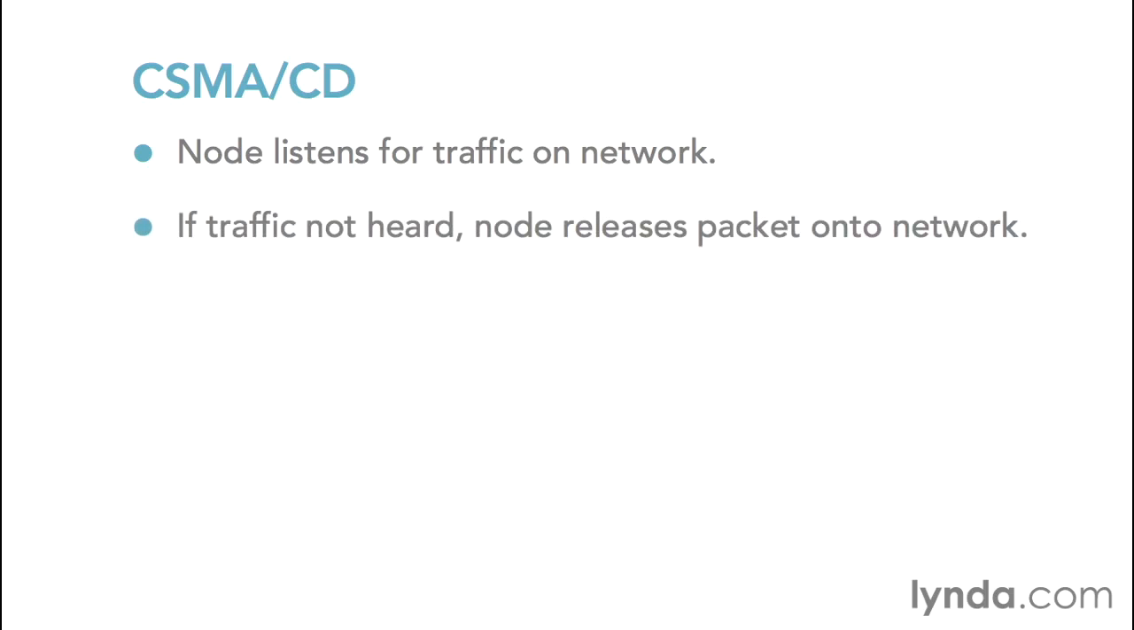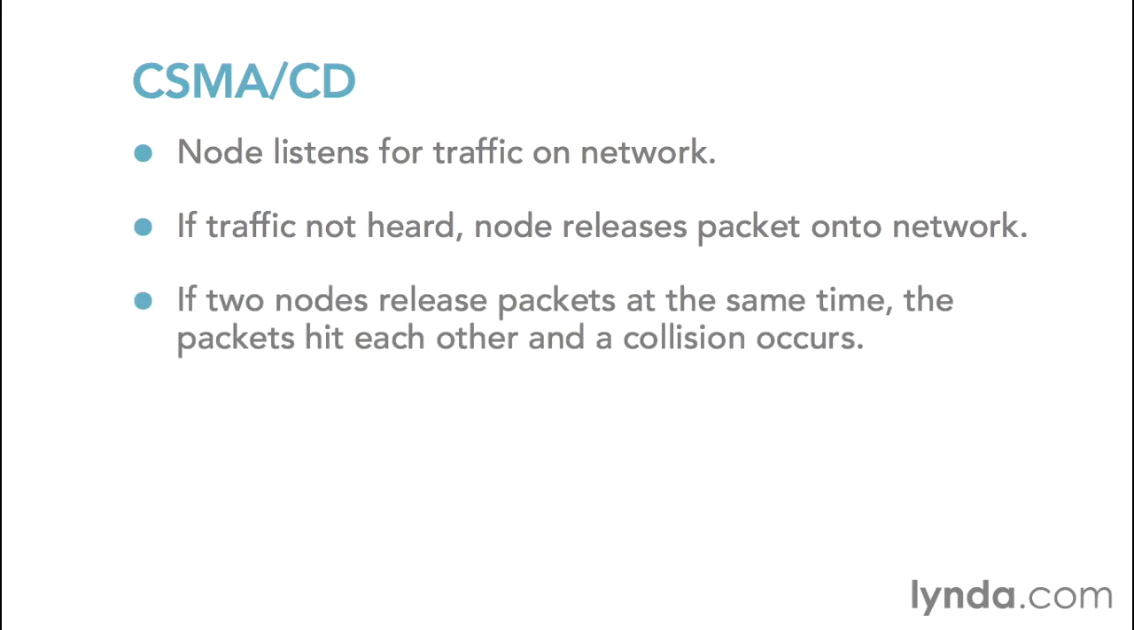Let's go ahead and look at the CSMA/CD contention method first. In the CSMA/CD contention method, basically what happens is each node or computer on the network listens for traffic going by on the network. If it doesn't hear any traffic, then the node will release a packet onto the network. However, if two nodes are listening to the network at the same time and neither one of them hear any traffic on the network, they will both release their packet at the same time. When this happens, the packets end up hitting each other and we have what is called a collision.